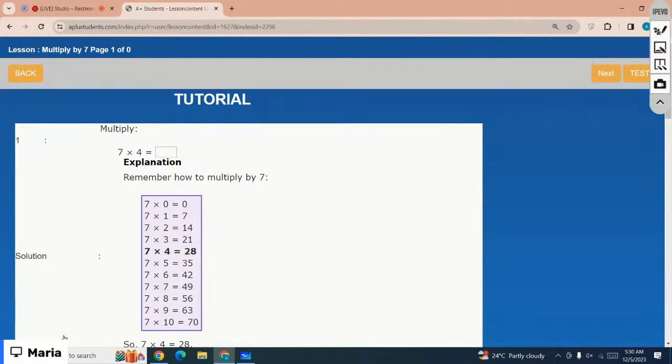Okay, the first one is 7 times 4. So, which is the correct option? Yes, it is 28. Let's just start with the test questions, right?